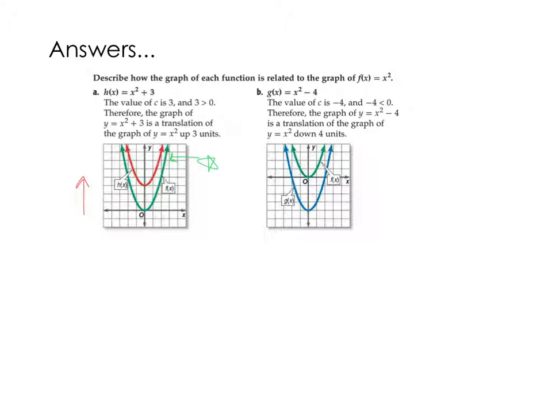For part B, this minus 4 here that's happening to the blue graph just means I'm translating down 4 units from the original parent graph at 0, 0 for the origin, down 4 units.